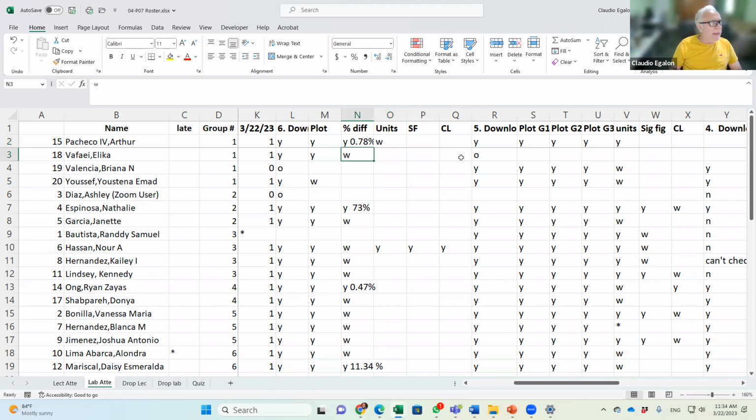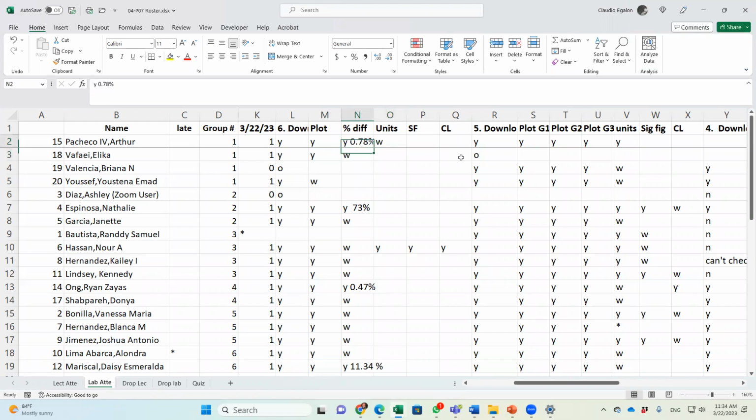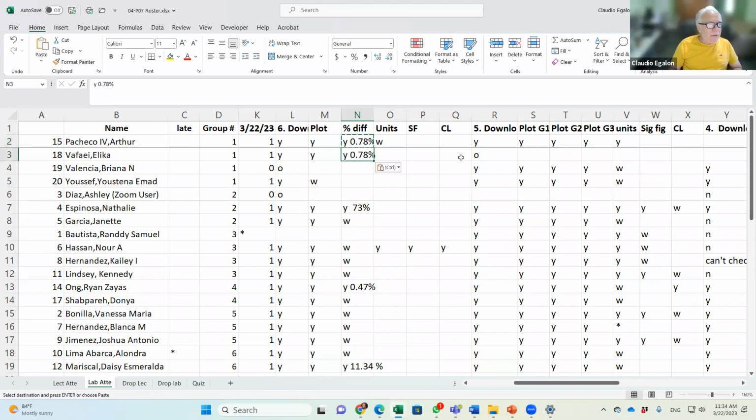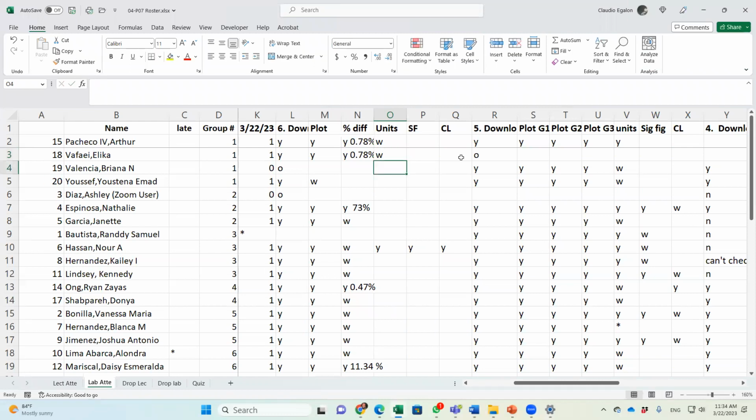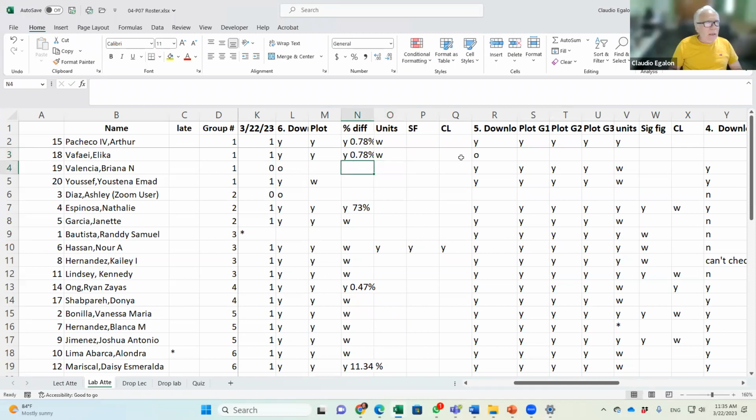What about you, Elika? Professor, I got 0.78 as well for the difference. Okay, good. And what about the units? Working on it. Good, thank you. Brianna is not here. Justena Youssef. Did you plot the graph, Justena? Yes, okay, but you gotta be careful, right? So 78% is a big difference, right? I guess you meant the 0.78%, right? And not 78%. Okay, 0.78%. Okay, good, thank you.